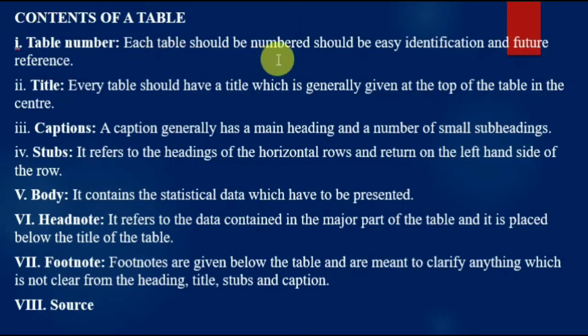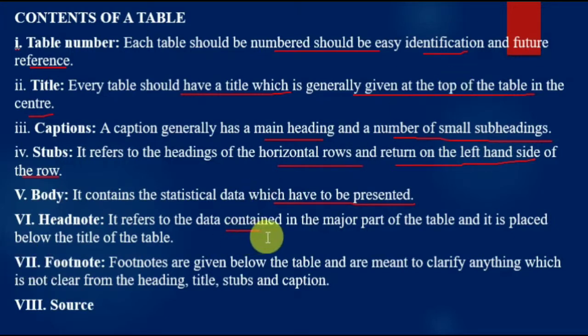Table number: each table should be numbered for easy identification, for future reference. Every table should have a title. We generally give it at the top of the table, in the center. Then captions: a caption has main headings and a number of smaller subheadings. Captions and stubs are very important to understand the rows and columns very clearly. Stubs refer to the headings of the horizontal rows, written on the left-hand side of the table. The body contains the total statistical data which has to be presented.